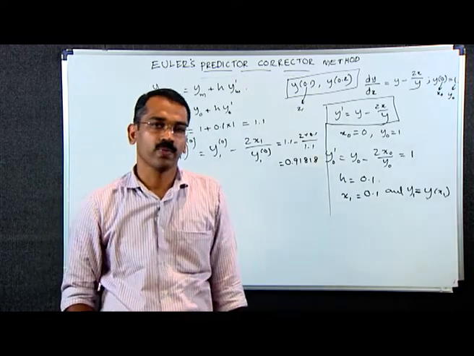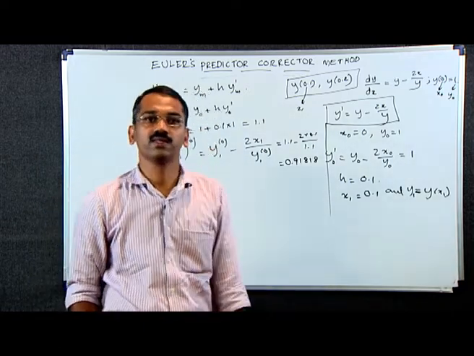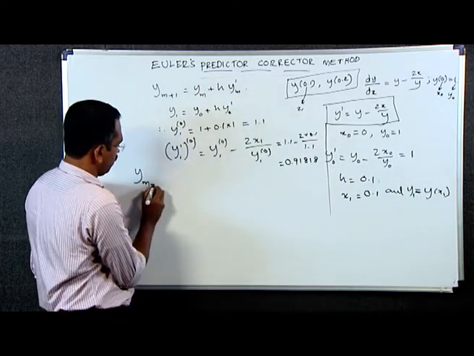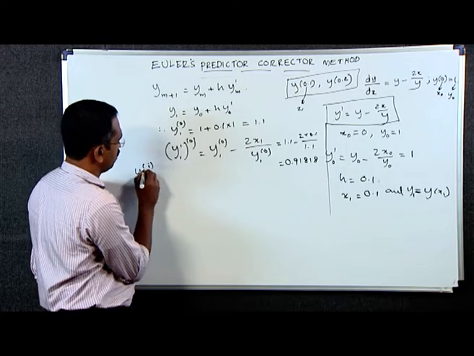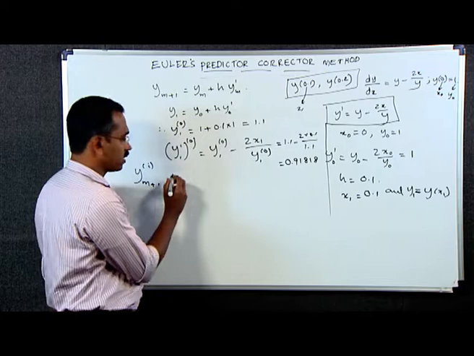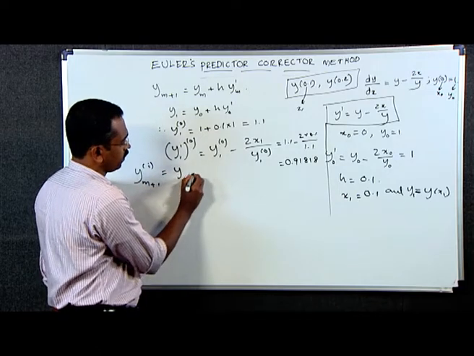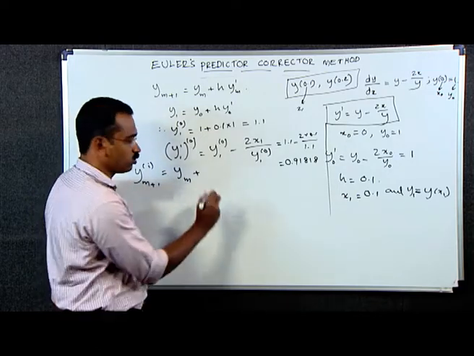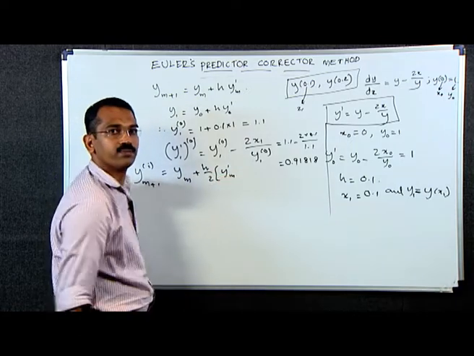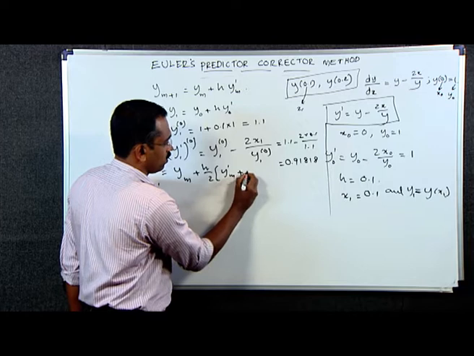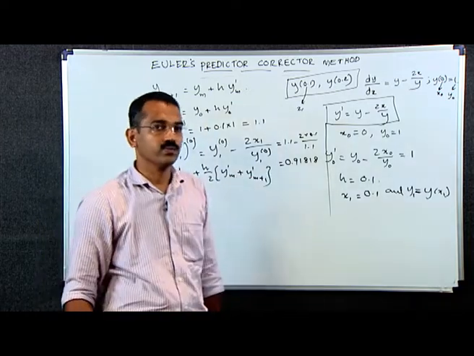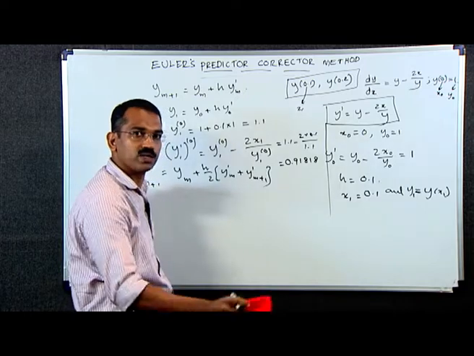Now, Euler's corrector formula is y m plus 1, we use i for the iterations, superscript i, which is equal to y m plus h by 2 into y dash m plus y dash m plus 1 superscript i minus 1.